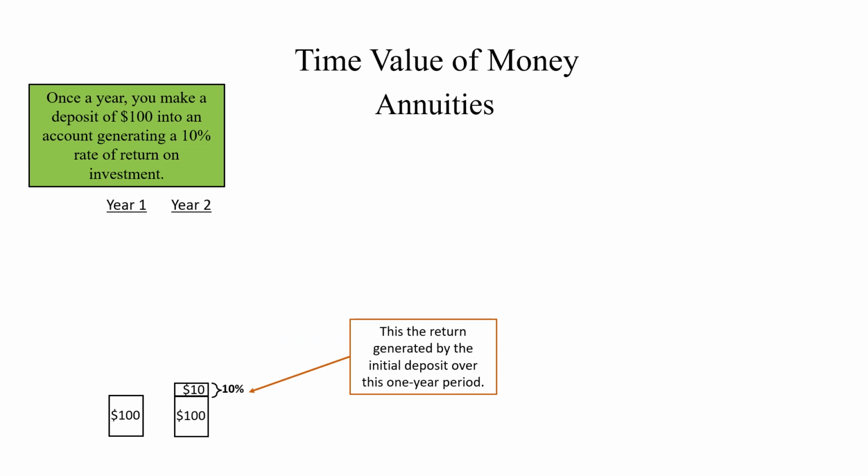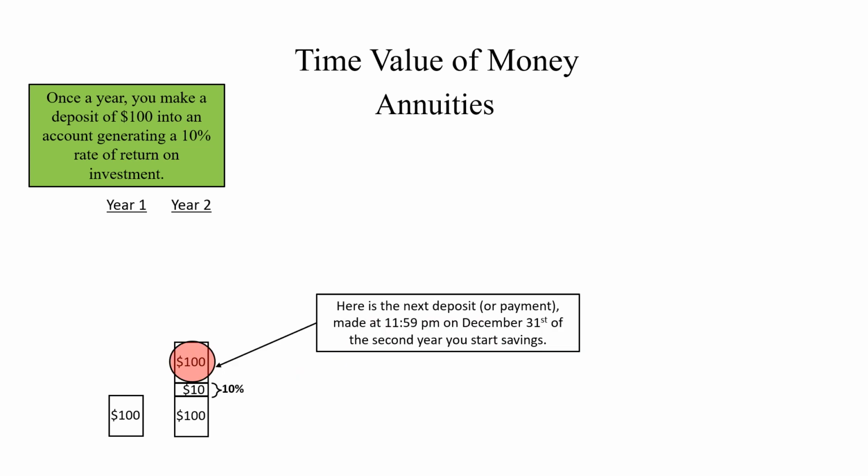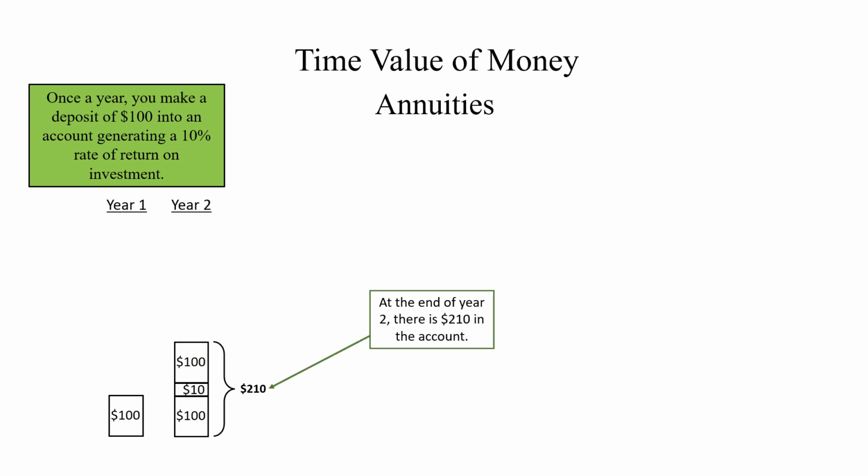By the end of year two, however, that stack has earned $10, which resulted from the 10% interest rate that the bank paid. Remember now, we're dealing with annual deposits, annuities. So here is the next deposit or payment made at 11:59 p.m. on December 31st of the second year that you started saving. So as you can see, by the end of year two, we have $210 in the account.